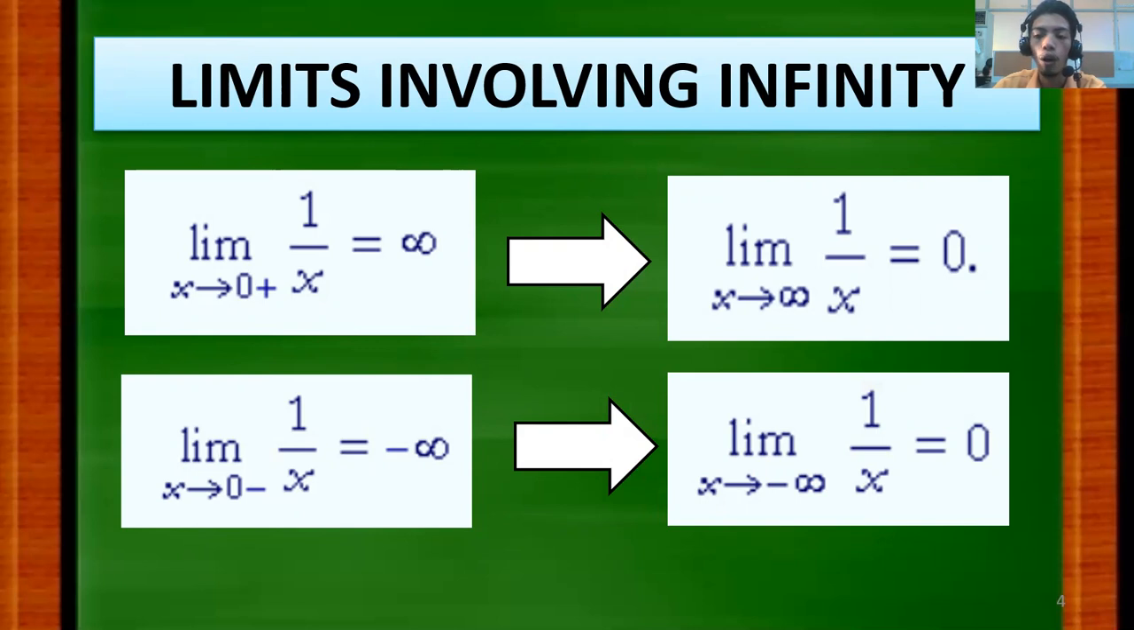Let's say for example, 2 over infinity is equal to 0. x plus 2 over infinity is equal to 0. Again, kahit anong number na i-divide mo sa infinity ay equal lamang sa 0.